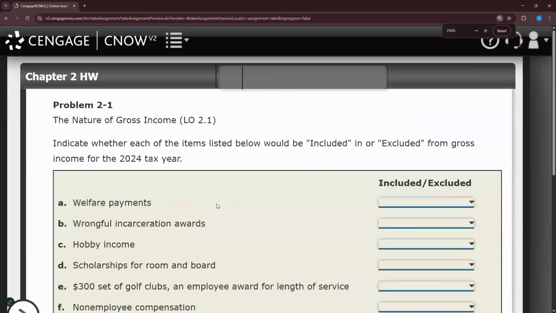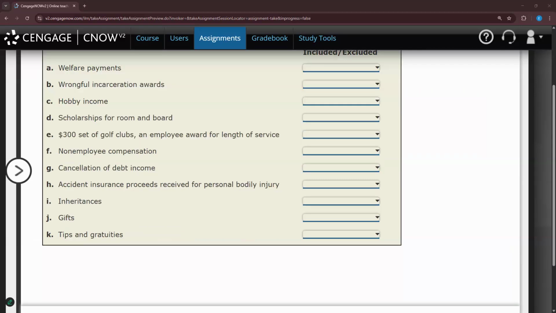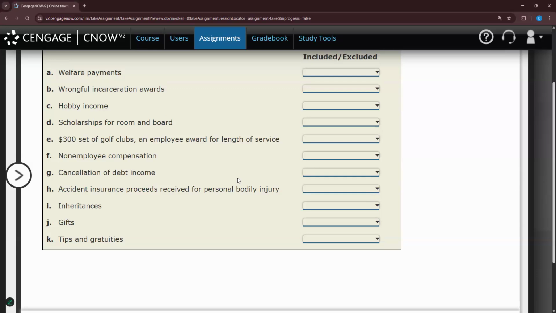So here we see it's asking us to indicate whether each of the items listed below would be included or excluded from gross income. So here we have a number of different items. We have some welfare payments, someone that was incarcerated and they received an award. So as we just pointed out, gross income is the starting point for calculating a taxpayer's liability. So we need to know what is going to be included in income and what is going to be excluded.